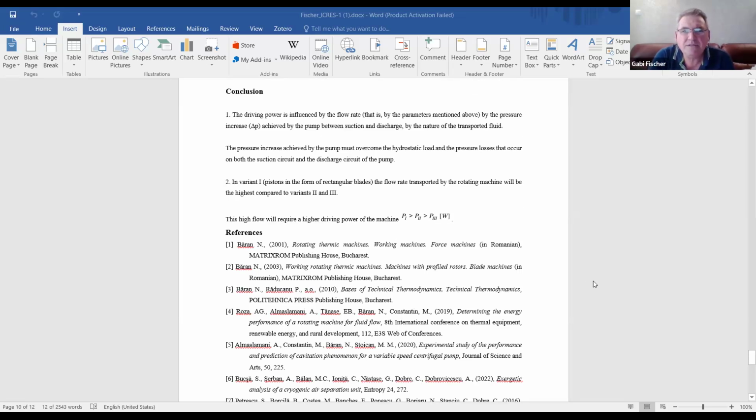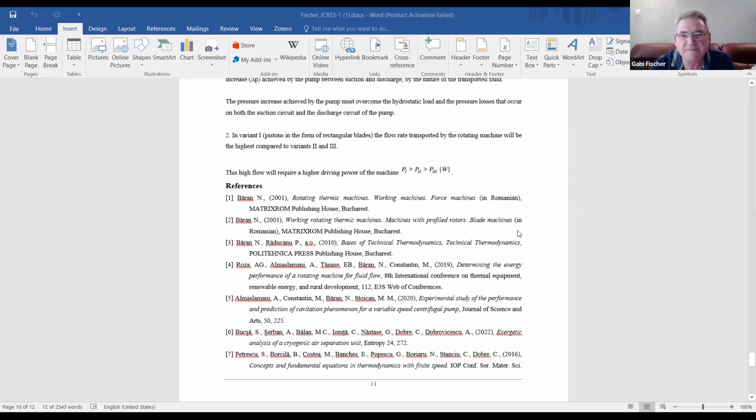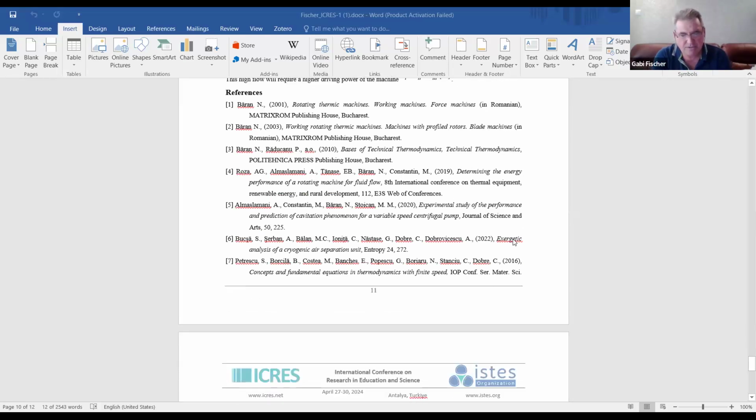So in the second variant with the pistons in the form of rectangular blades, another kind of pistons, the flow rate transported by the rotating machine will be the highest compared to variants 2 and 3, as we showed earlier. So we have shown that this new kind of machine increases the debit and increases the consumption of energy, in our case, the electric energy.